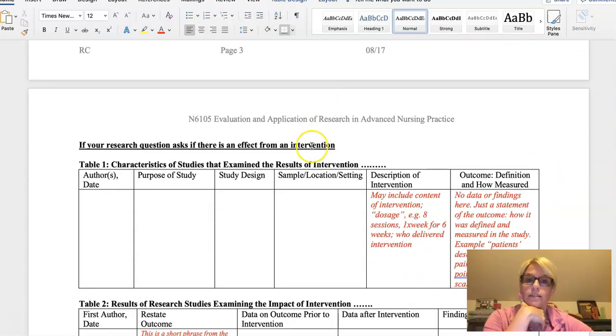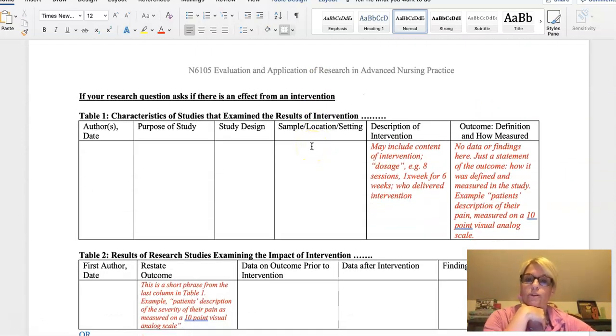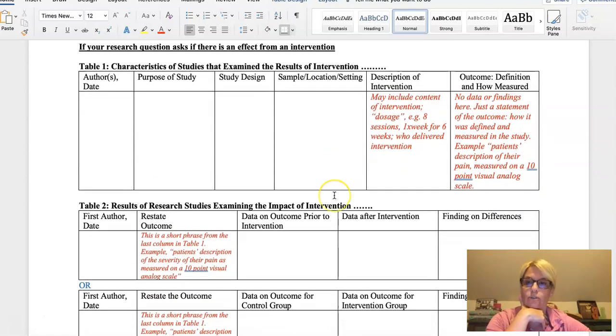And then this other example is intervention. So if you're actually looking at interventions and the findings or the outcomes from the intervention, it looks a little bit different. Same thing though: author, purpose, study design, sample, location, setting, description of intervention. So then you want to look very quickly to see, on this table, what are all the different types of interventions that were done for these 5 studies, or however many you included. So then you should say participants met once a week for 8 weeks for 1 hour each.